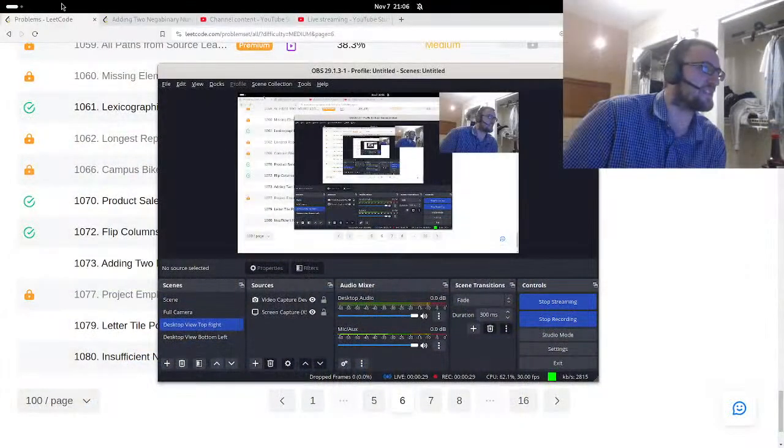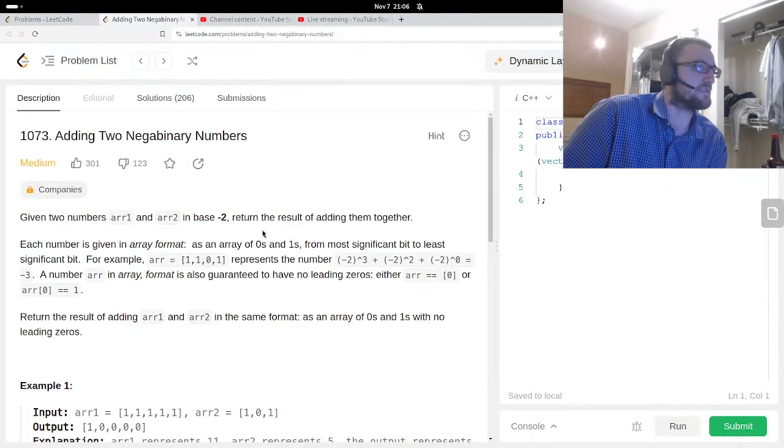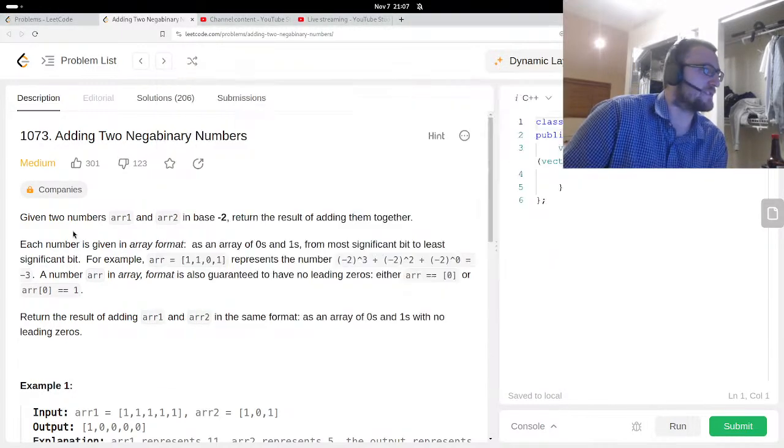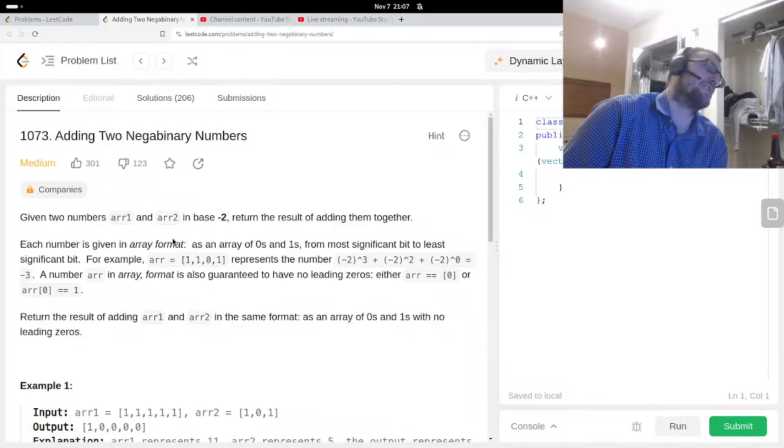So, adding two negabinary numbers, and the acceptance rate's pretty low in this one, so I'm not looking forward to it, quite frankly. This could be kind of rough. Yeah, we'll see. Oh boy, we had a negabinary number the other day that we worked on. Negabinary question.